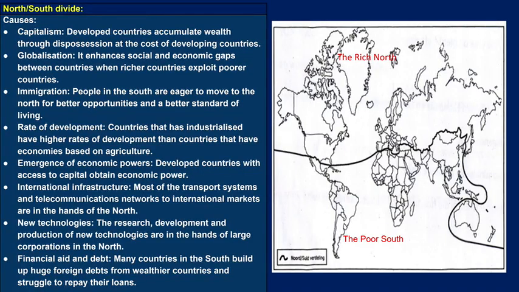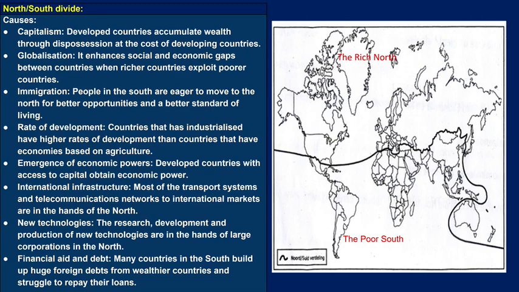Right, the North-South divide. What are the causes of the North-South divide? Capitalism: developed countries accumulate wealth through dispossession at the cost of developing countries. Globalization: it enhances social and economic gaps between countries when richer countries exploit poorer countries.